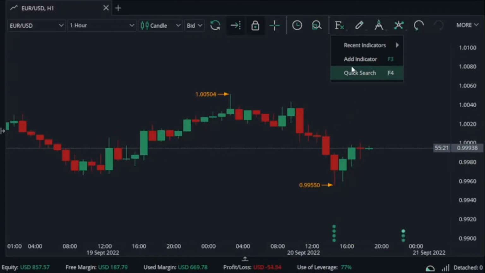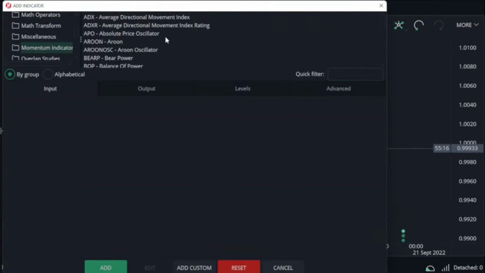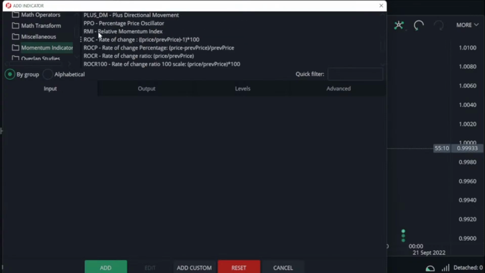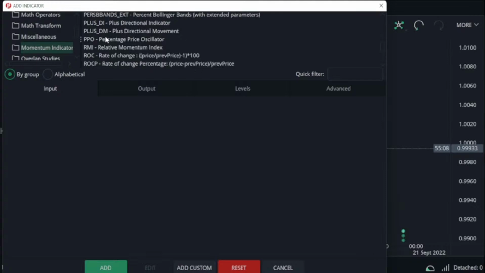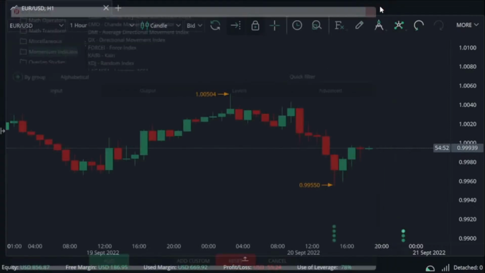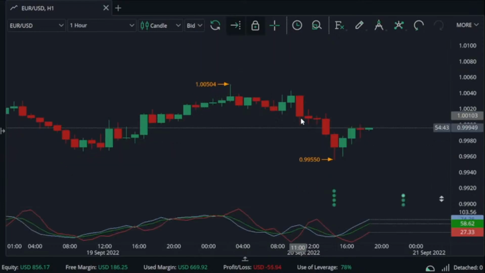I will add the indicator, which is amongst the momentum indicators, or even if you simply do a quick search, it will appear. Here it is, Random Index. It is written as Random Index, not Random Walk, but it is mostly called Random Walk Index. You can do a quick search, type in random, and it will appear.